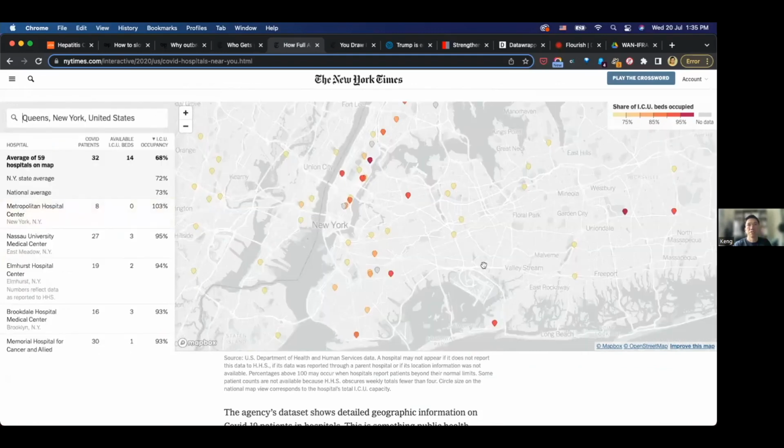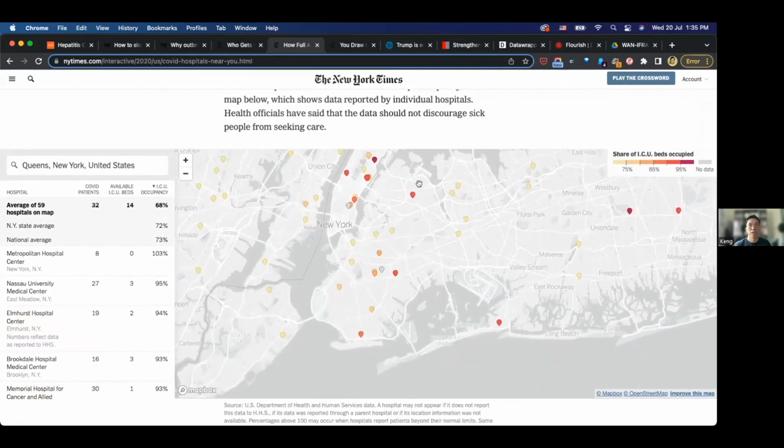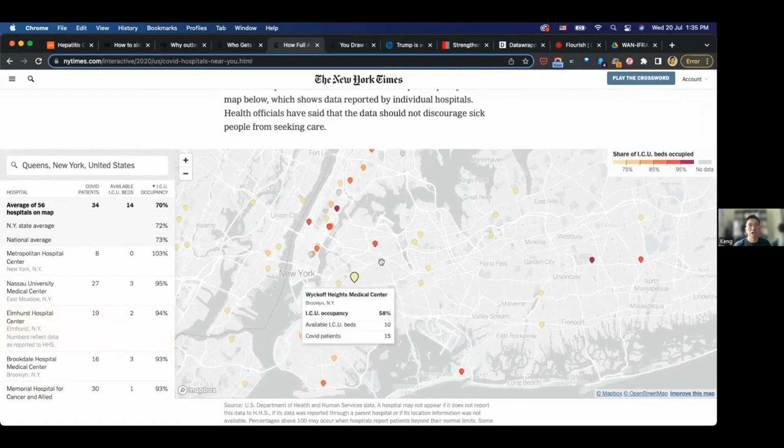and it will tell you all the hospitals there and which hospitals are full. You can see red color means that it's almost full, it's 94%. Red color, yellow color is like moderate level. So you are able to see what the medical situation is in your neighborhood, right?